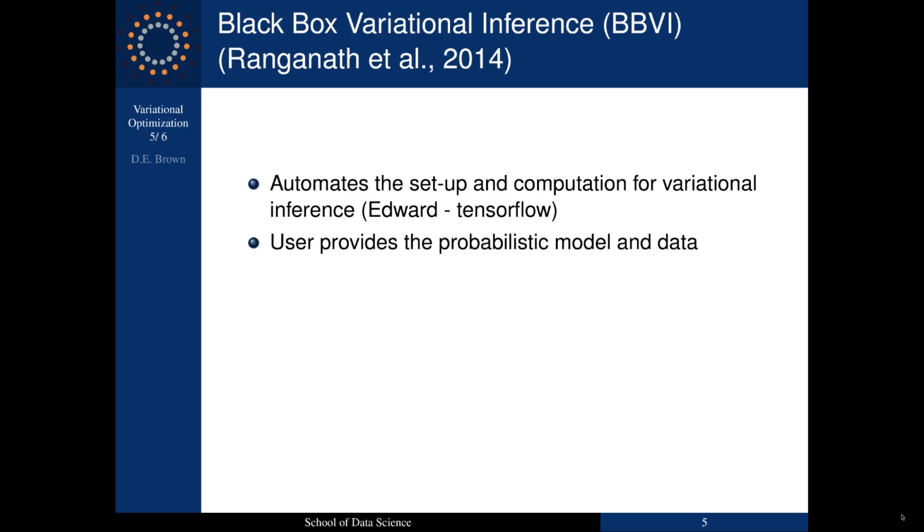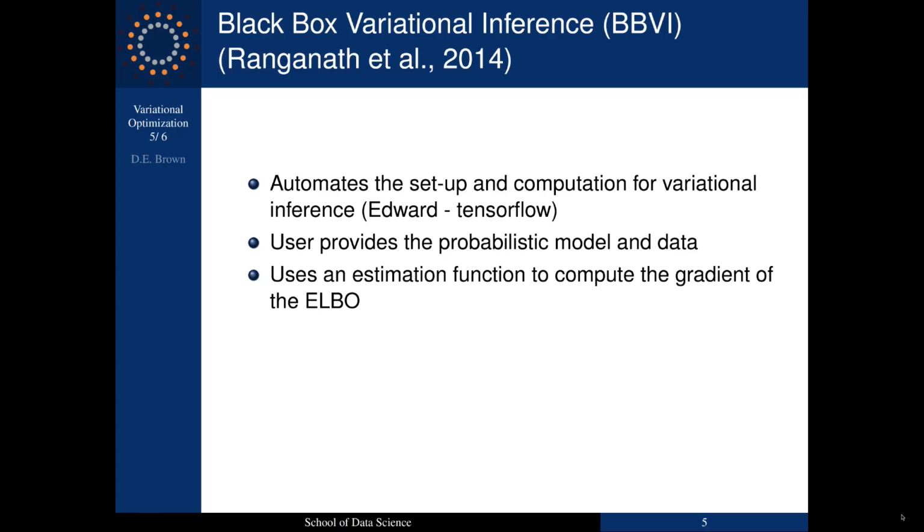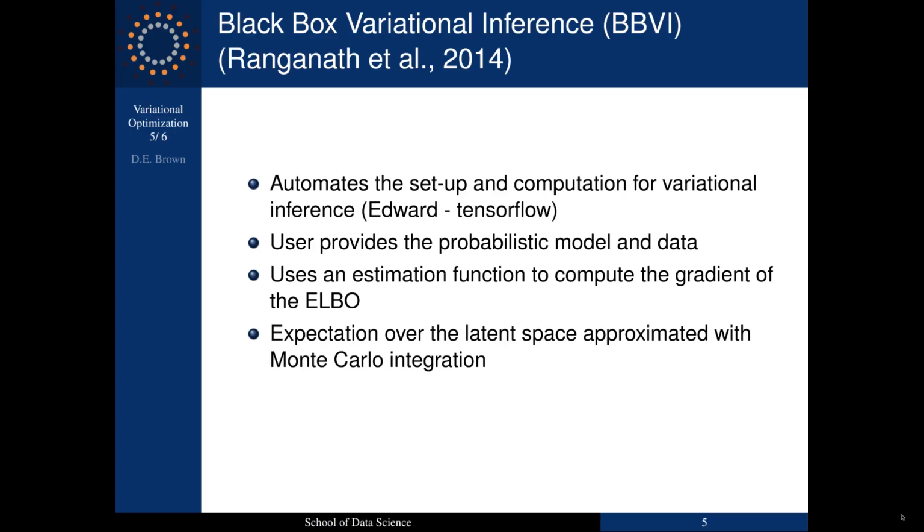The user provides a probabilistic model and data, so there's the model agnosticity. You don't have to get in and write the code for the optimization. It uses an estimation function to compute the gradient of the ELBO. So it's an estimation function in order to find the gradient and do the optimization. The expectation is over the latent space, and it's approximated with a Monte Carlo integration.